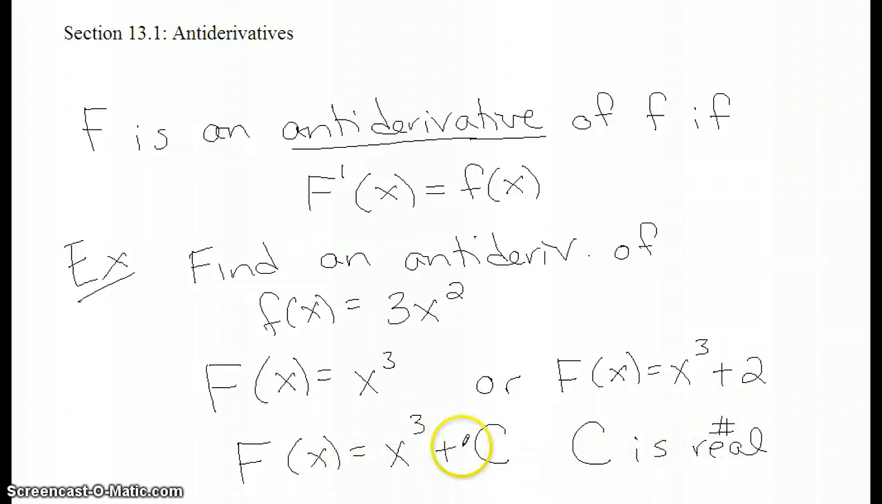Anything of this form, x to the third plus c, where c is some real number, will be an antiderivative of 3x squared, because when you take the derivative, the derivative of c, a real number, is 0, and the derivative of x to the third is 3x squared. This is what's called a family of antiderivatives because it includes lots of different possible functions. There are lots of different options for what capital F could be, so it's a family of functions, a family of antiderivatives.